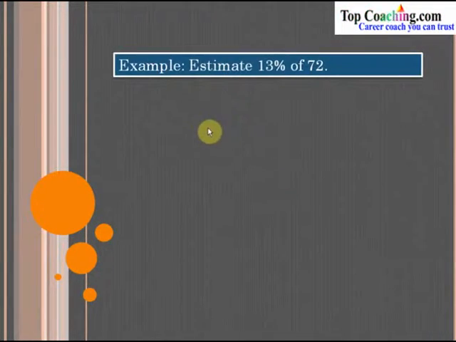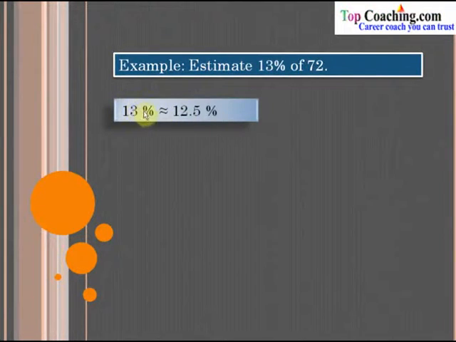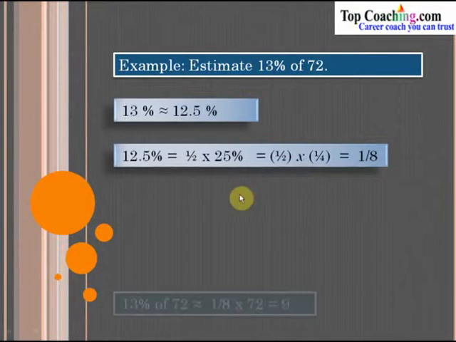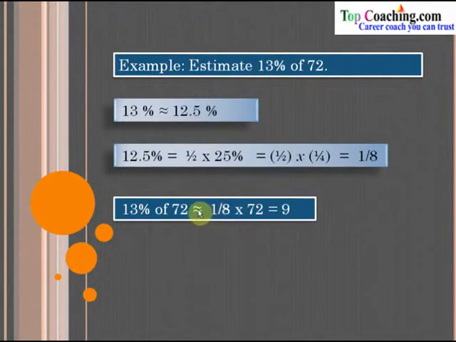Let's see one more example. Estimate 13% of 72. Again, we have to estimate 13% of 72. Now 13% is approximately equal to 12.5%. Also we know that 12.5% is nothing but half of 25%, and 25% is equal to 1 by 4. So this is equal to 1 by 2 into 1 by 4, which is equal to 1 by 8. Thus 12.5% is equal to 1 by 8. So 13% of 72 would be approximately equal to 1 by 8 of 72, and this is equal to 9. So the approximate value of 13% of 72 comes out to be 9.